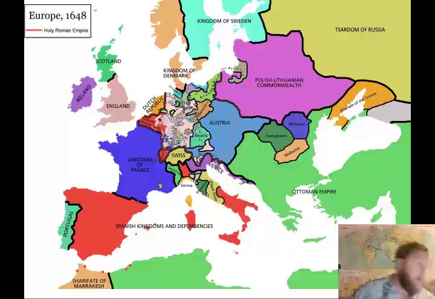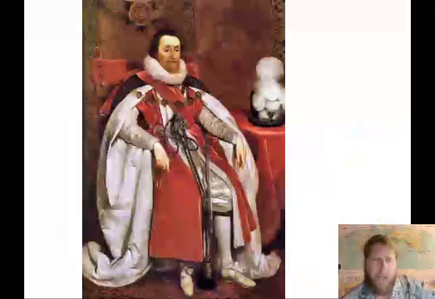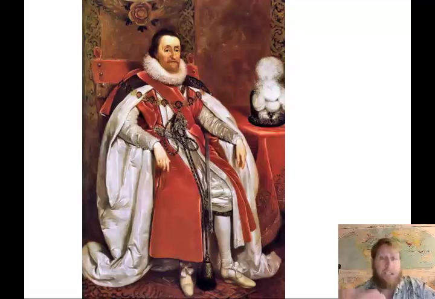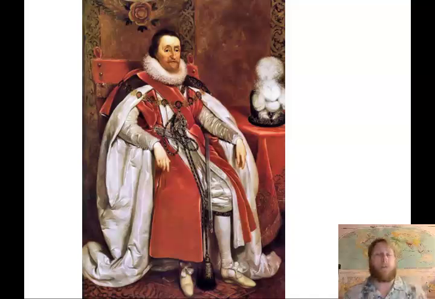So, without further ado, we need to look at this fine fellow. He is James VI of Scotland. But when Elizabeth I, famous Queen Elizabeth, died, she left him the realm. And so James VI of Scotland became James I of England, combining Scotland and England into what we call Great Britain. Now, he wanted to be an absolute monarch. He ruled from 1603 to 1625.